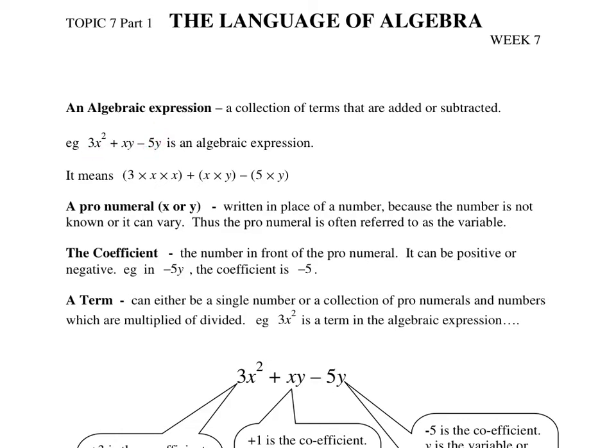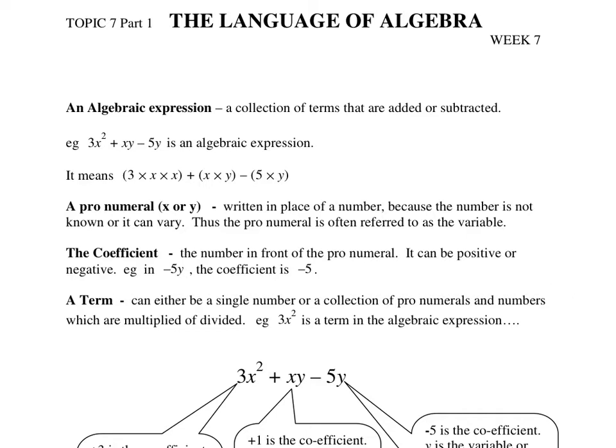3x squared means 3 times x times x. Notice we've put it in brackets because if you remember order of operations, even if the brackets weren't there, we need to evaluate 3x squared before we can add it to the next term, which is x times y. And again, x times y needs to be evaluated before it can be added to 3x squared. But of course we don't know what x or y is. And then we still have subtract 5 times y.